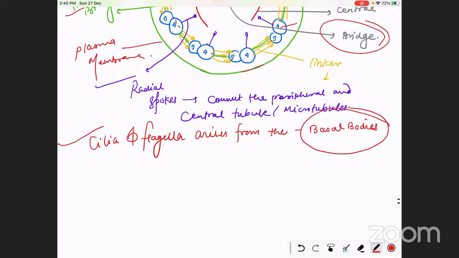Our next topic is the centrosome or centriole.